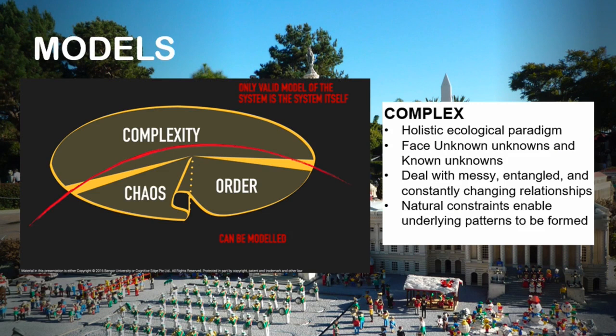As you saw earlier, our perspective or paradigm is a holistic ecological approach. We face the known knowns, unknown unknowns, and unknown knknowns. Unknown known sounds weird. Another label could be tacit knowledge. It's knowledge in a person's head, so it's known, but not explicitly documented, so unknown to anyone else. It's also a frustration that CEOs will mutter, "Why am I the last one to know about this? Everyone knows about it except me." We deal with messy, entangled, and constantly changing relationships. Fortunately, natural constraints enable underlying patterns to be formed.